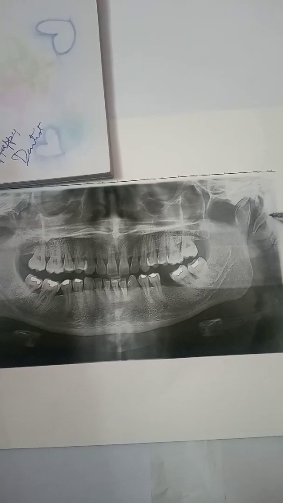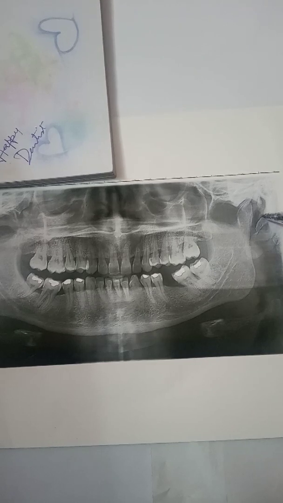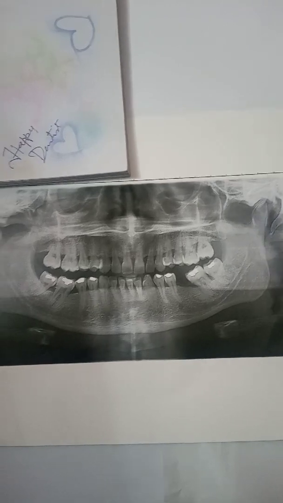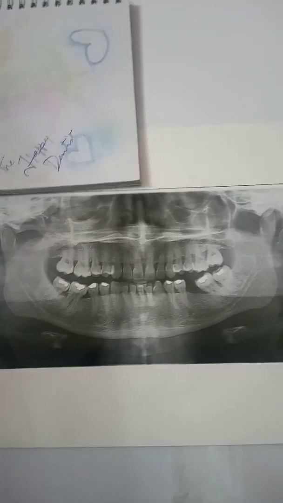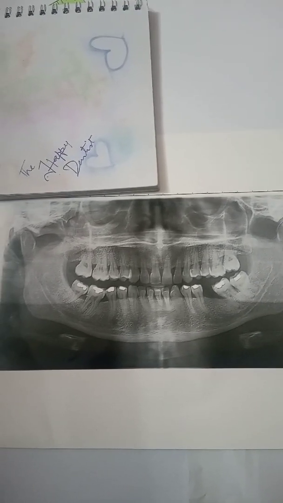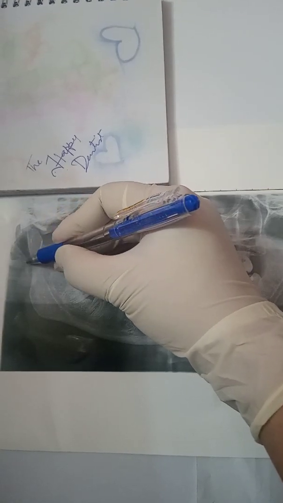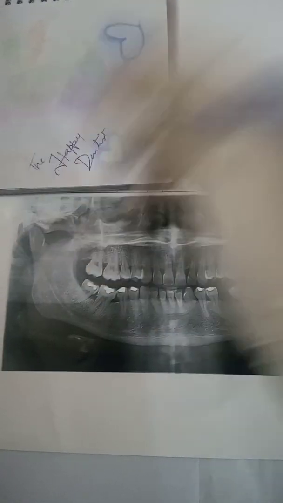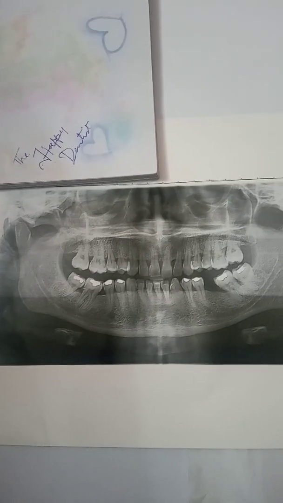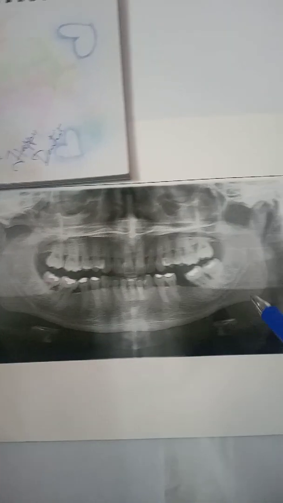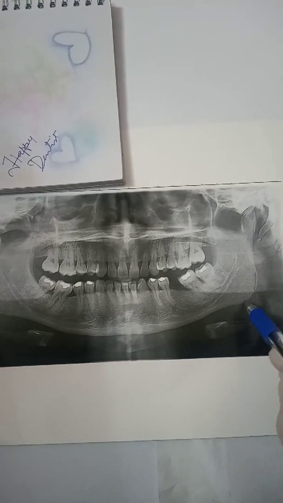Now the second landmark is the Styloid Process. It is a needle-like projection which provides attachment to the stylohyoid ligament, stylohyoid muscle, stylopharyngeus muscle, and styloglossus muscle. It can also be seen on the right side. This is the angle of the mandible.